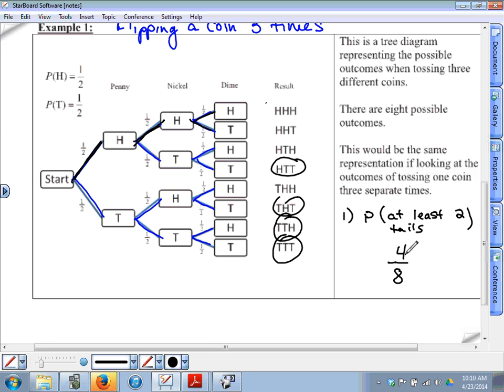So a tree diagram can really help, and that was just using the tree diagram. We didn't have to use any fancy formulas. Even with using formulas, the tree diagram could make it easier. Go to the next page. Flip the page.